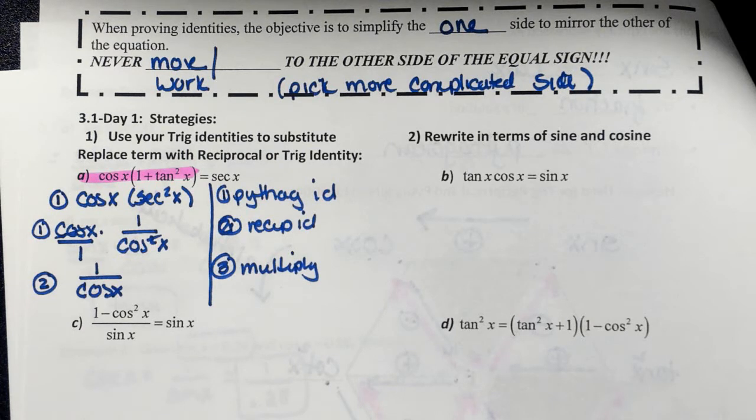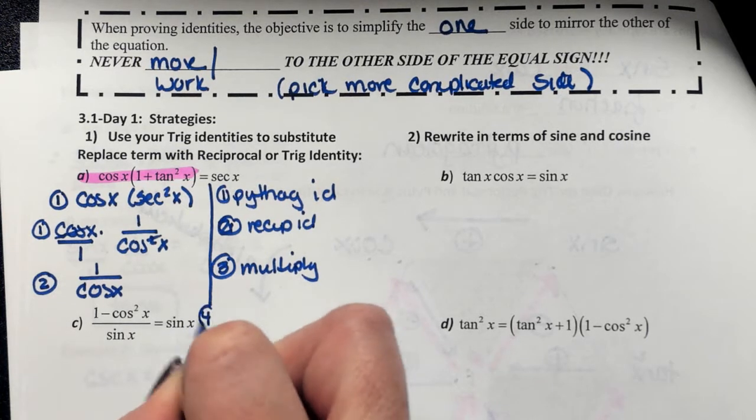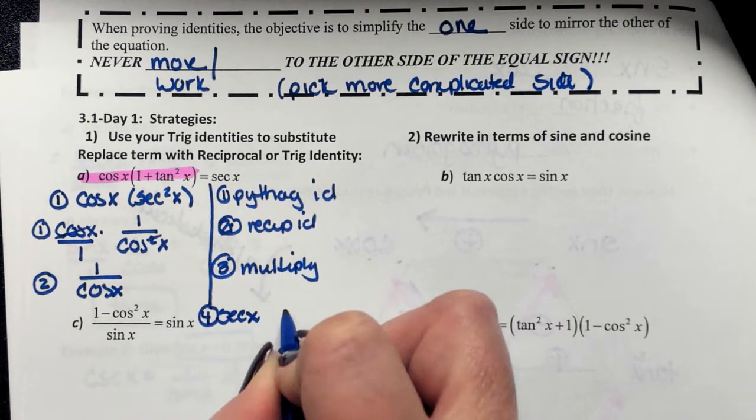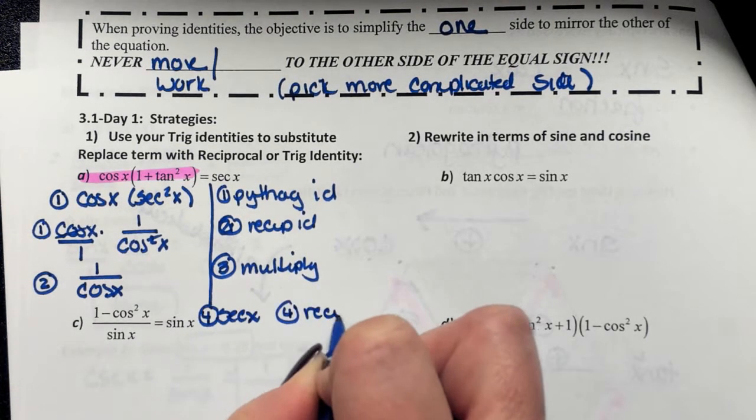Where am I trying to get to? Take a look at the end goal. What's my end goal? I'm trying to get it in terms of a what? Secant. So I'm almost there. So 1 over cosine, what is 1 over cosine equal to? Secant. So the fourth step is it's going to be secant x, and that's just my reciprocal identity.